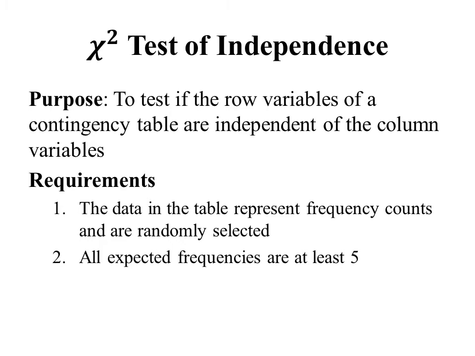And so the requirements for this type of test are, number 1, that the data are represented as frequency counts and are randomly selected. This word here, frequency, is very important. Our data have to represent frequencies or counts. They can't represent measurements like weights or heights or distances or anything like that. And then the second requirement is that all the expected frequencies are at least 5. That's the same requirement as what we saw with the goodness of fit test.